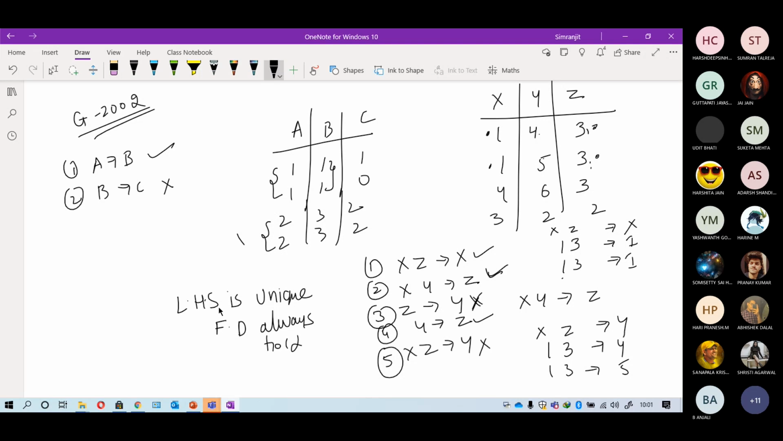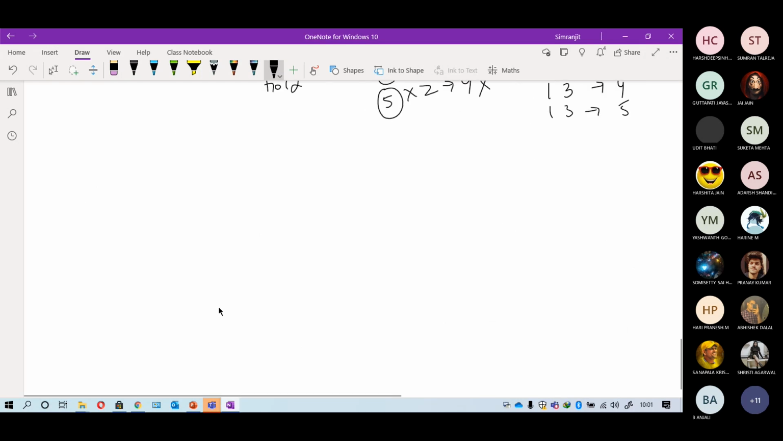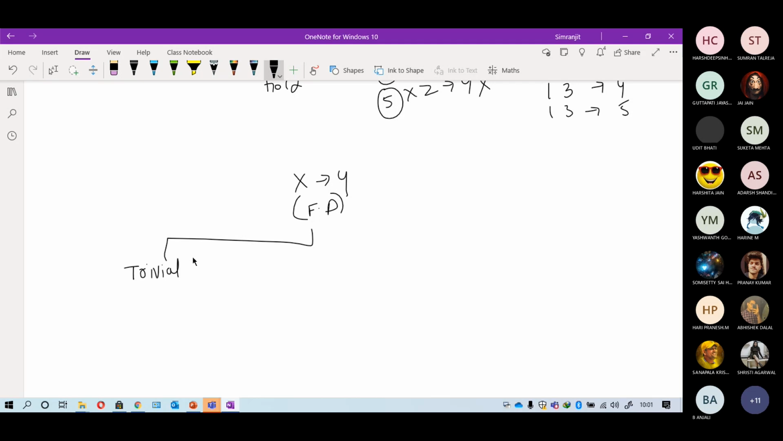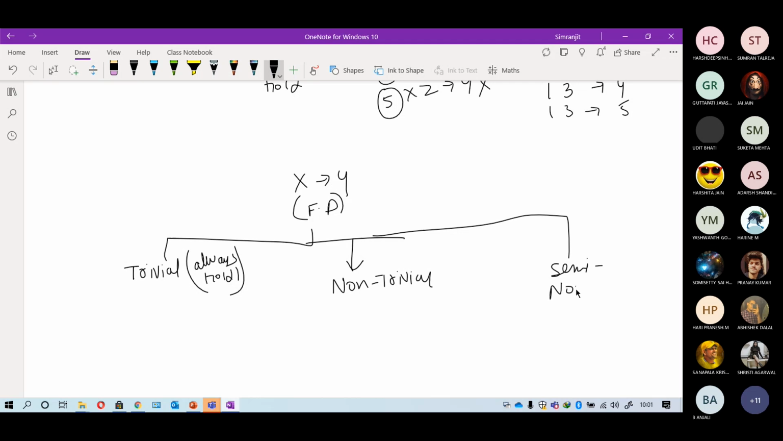Now moving forward with the types of functional dependency. I am giving you the types because if you understand the types here, you will be easily able to figure out whether a functional dependency holds or not. First type is referred to as trivial functional dependency. This functional dependency always holds. I'll tell you how to recognize it. Then non-trivial, which you have to check, and semi non-trivial, which rarely occurs, but still there is a type here.